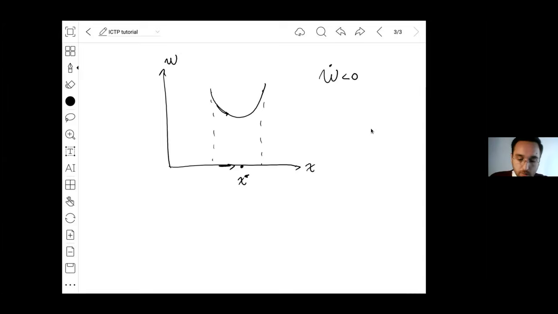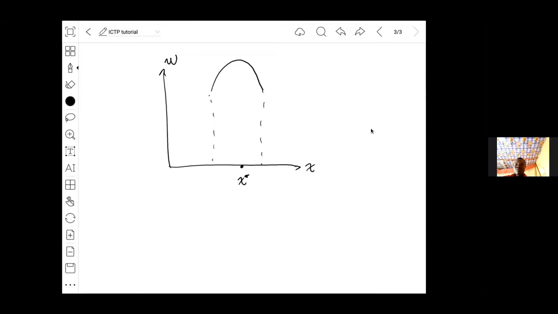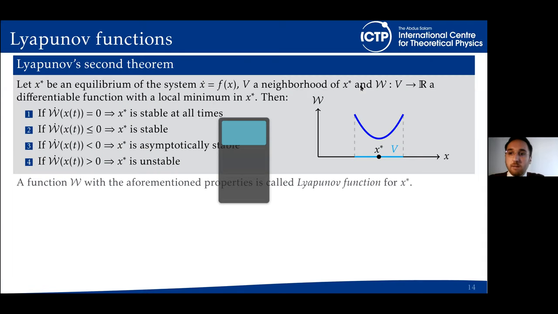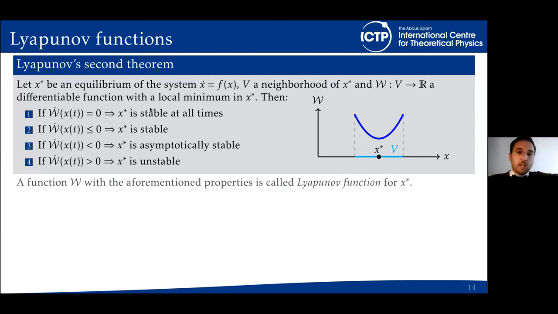But for example, if we decided to define the function differently, so instead of having a minimum in the equilibrium, it had a maximum. Okay, so the situation looks a little bit like this. You see that the equilibrium in this case would be asymptotically stable only if the value of the function increases along the trajectories. Because in this case, the function is increasing like this, and so we are actually moving towards the equilibrium. So yes, we could very well do the exact same thing with a function that has a maximum on the equilibrium, provided that we change the definitions here accordingly. Is that clear?